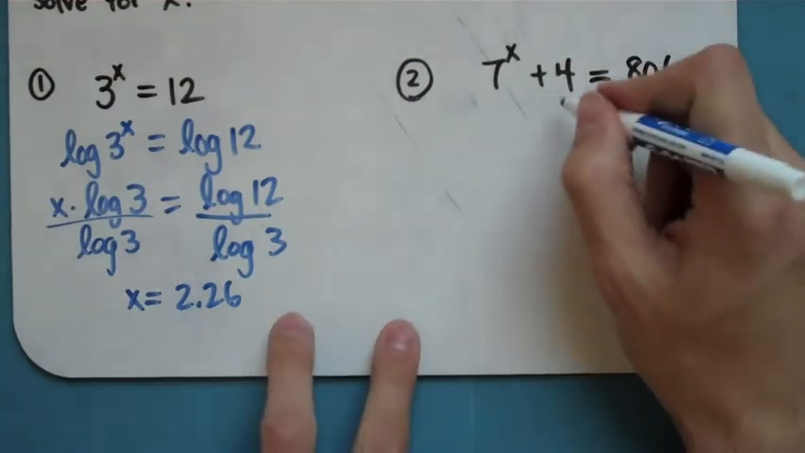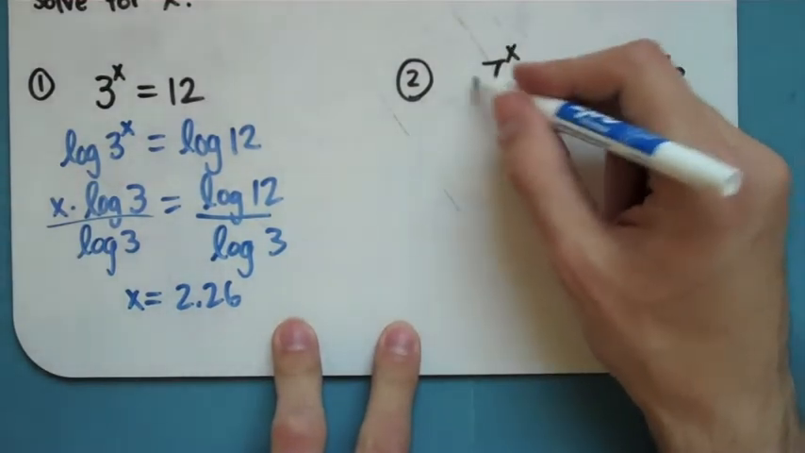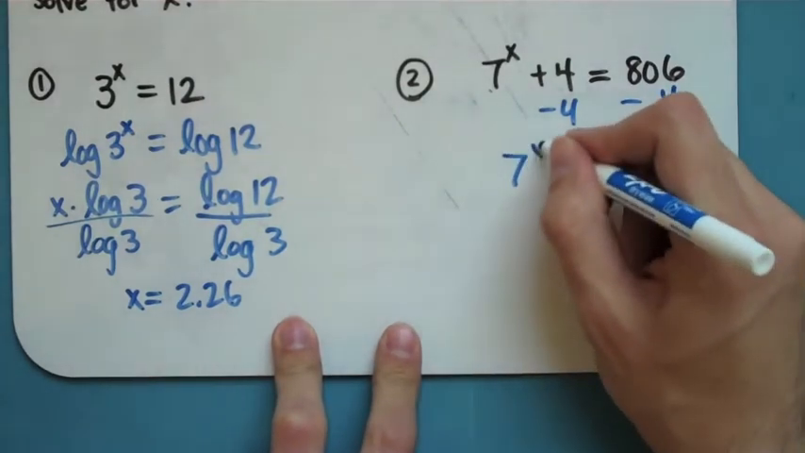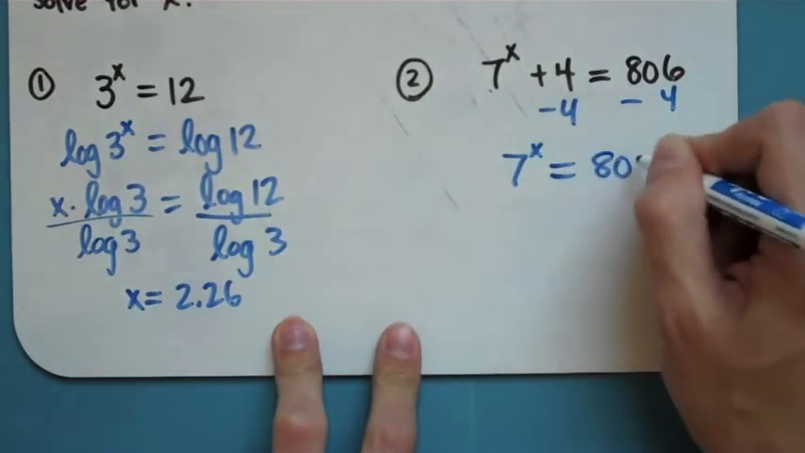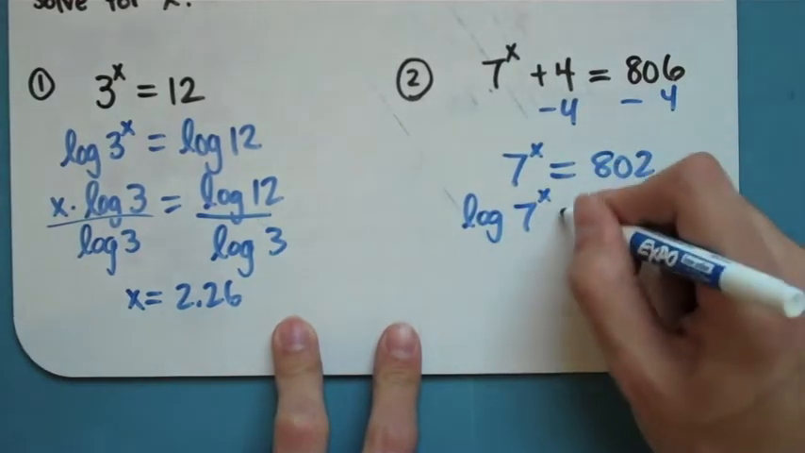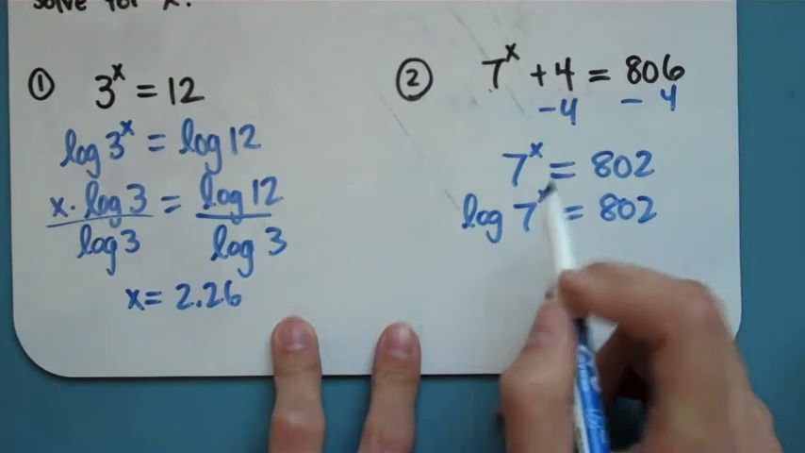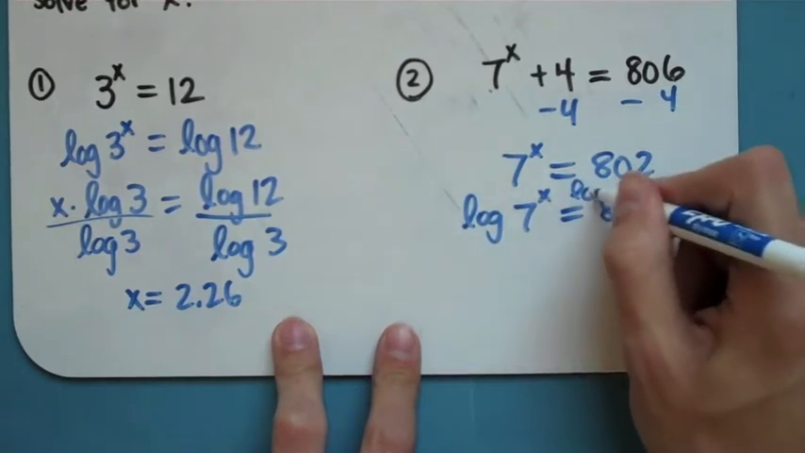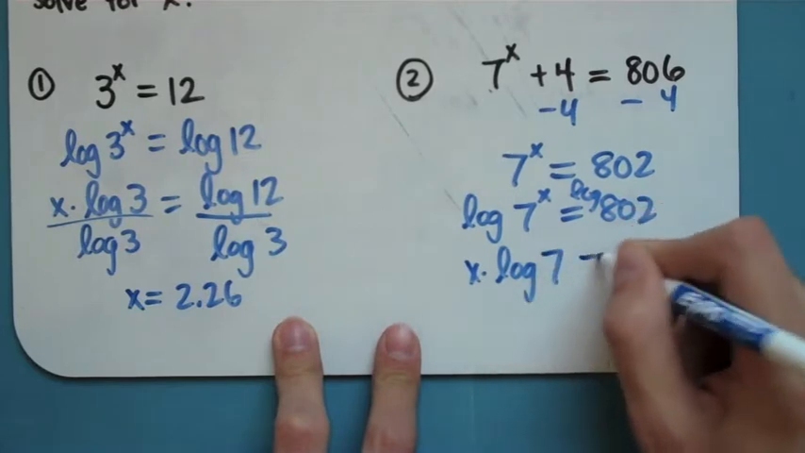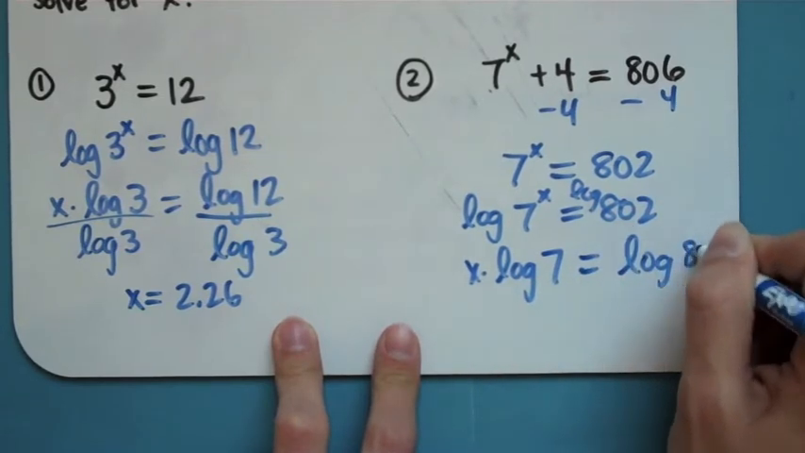On my next one here, you need to get the piece with the exponent by itself first. So we subtract 4, kind of like we're used to. We get 7 to the x equals 802. We're going to take the log of both sides because it will allow us to drag that exponent down. And we do that. We get x times log 7 equals log 802.